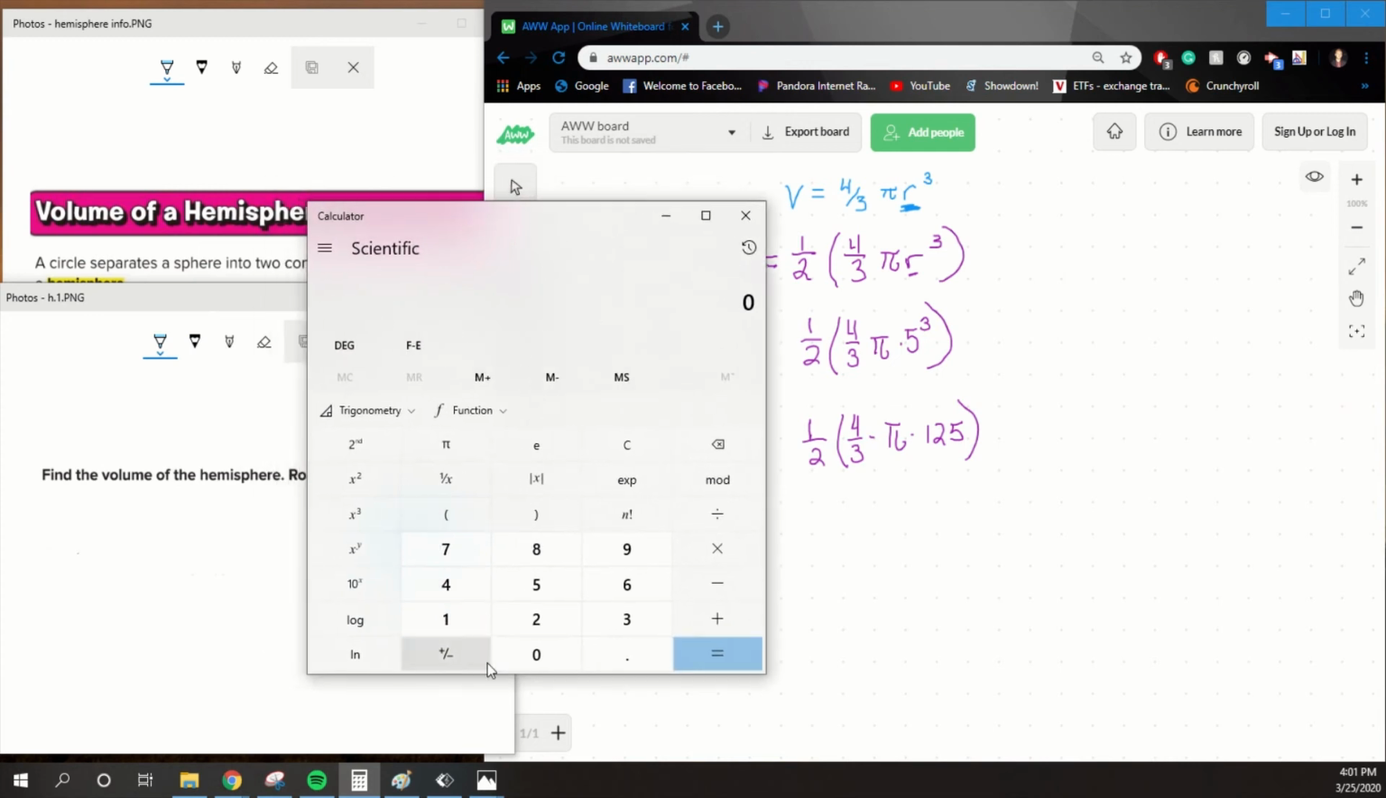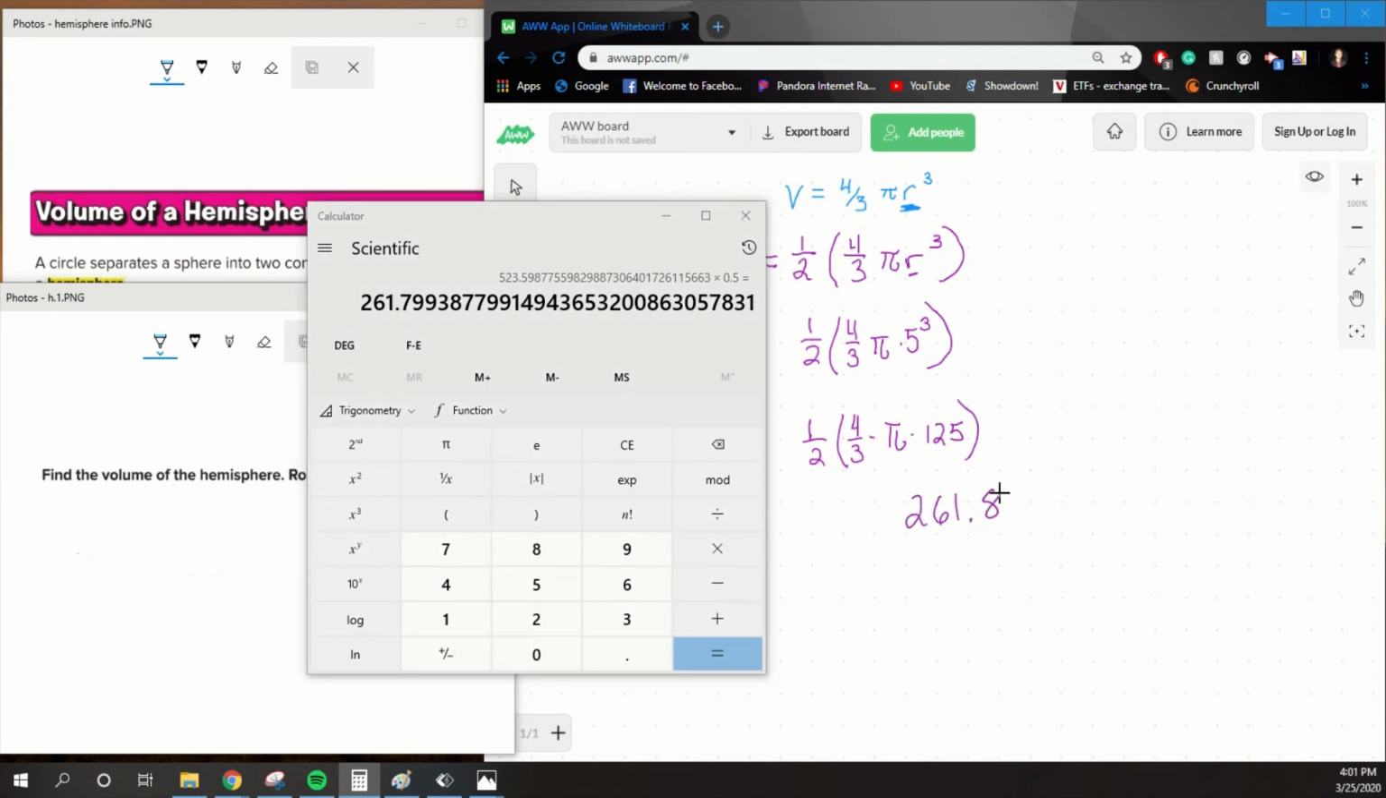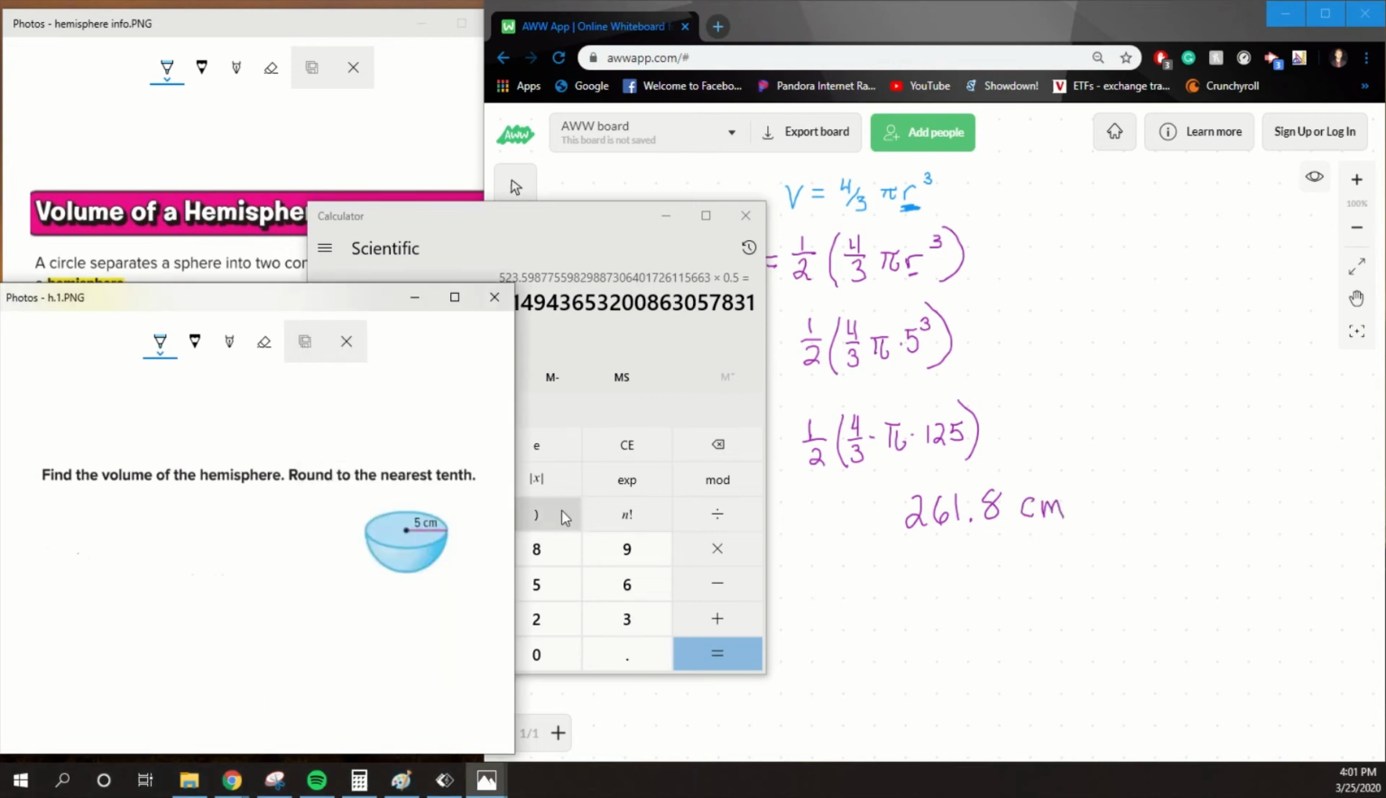Let's move this so we can see it. So we have 125 times the pi button, times 4/3 or 1.333 repeating, because that's 4/3. And then we're going to multiply that by 1/2, so I can multiply it by 0.5. And I get 261, and don't forget it asks us to round to the nearest tenth, so I have 261.8 centimeters, because our picture is in centimeters, and then I'm talking about volume, so I cube it.